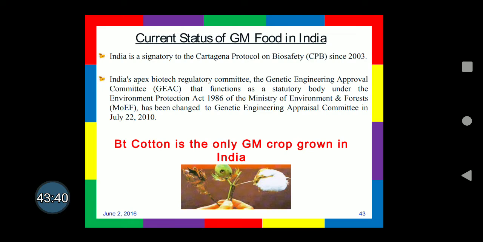Current status of the GM food in India. India is a signatory to the Cartagena Protocol on Biosafety since 2003. India's apex biotech regulatory committee, the Genetic Engineering Approval Committee, functions as a statutory body under the Environmental Protection Act 1986 of the Ministry of Environment and Forest. It was renamed the Genetic Engineering Appraisal Committee on July 22, 2010. BT cotton is the only GM crop grown in India.